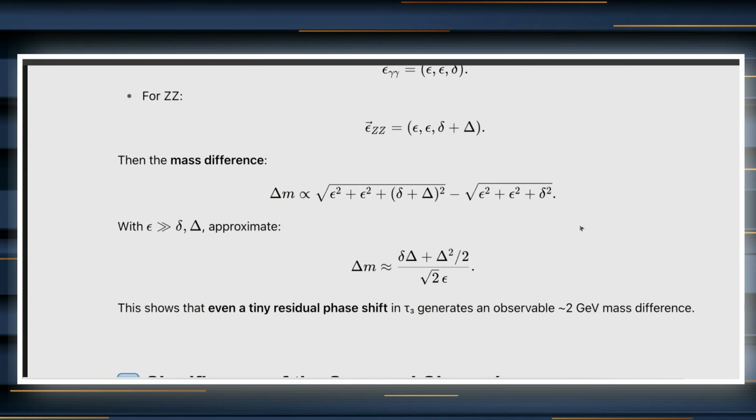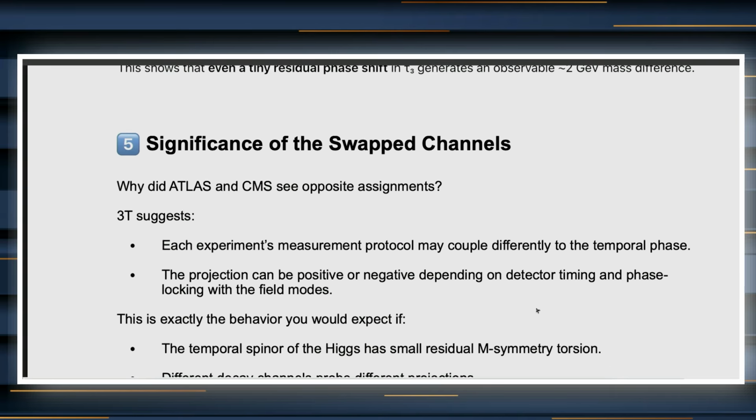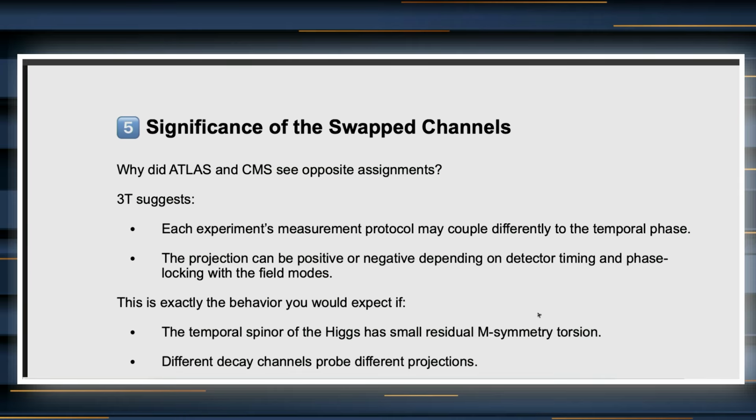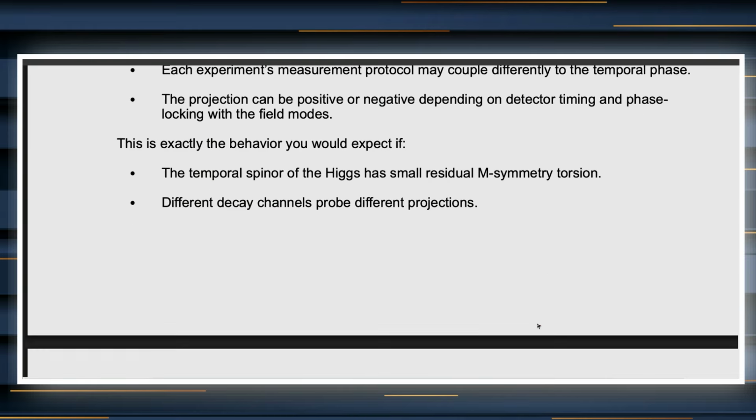So basically, as one is phase shifting one direction, the other is phase shifting the other direction as the measurements are made, collapsing the probabilities down to the observable. And that's why we're seeing a coherent measurement between the two detectors. Significance of the swapped channels. Why did ATLAS and CMS see opposite assignments? 3T suggests each experiment's measurement protocol may couple differently to the temporal phase. The projection can be positive or negative depending on detector timing and phase locking with the field modes. This is exactly the behavior you would expect if the temporal spinner of the Higgs has small residual M symmetry torsion and different decay channels probe different projections.